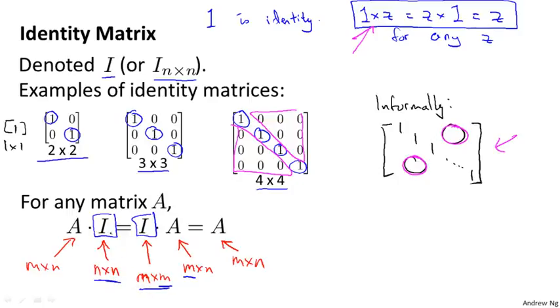When we want to make the dimension of the matrix explicit, then sometimes we'll write it as I subscript n by n, kind of like we had up here. But very often the dimension will be implicit.